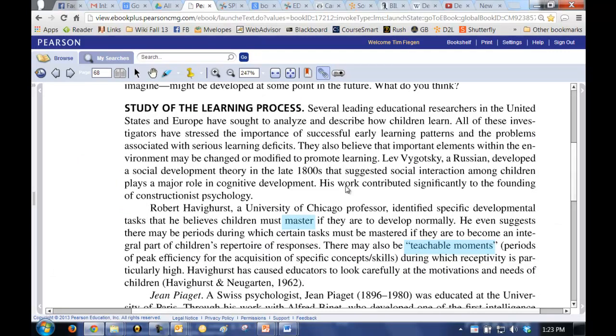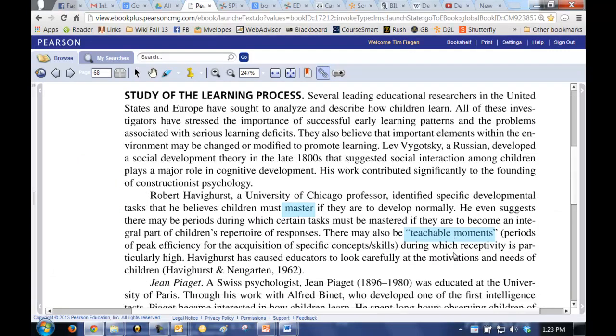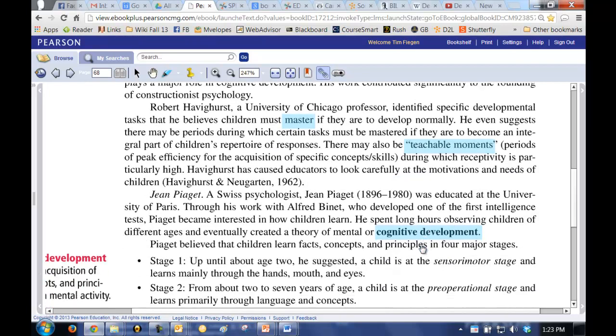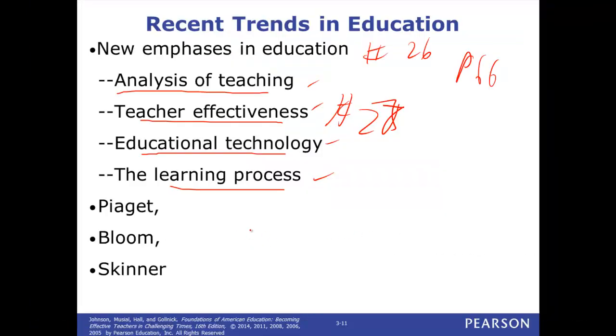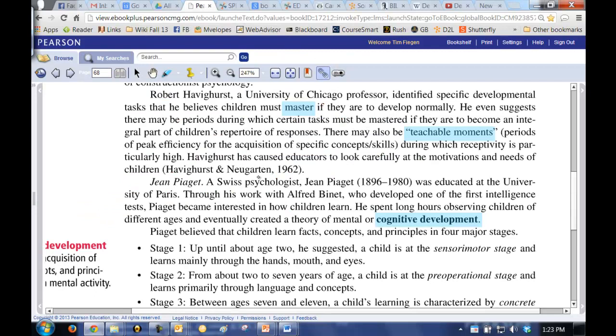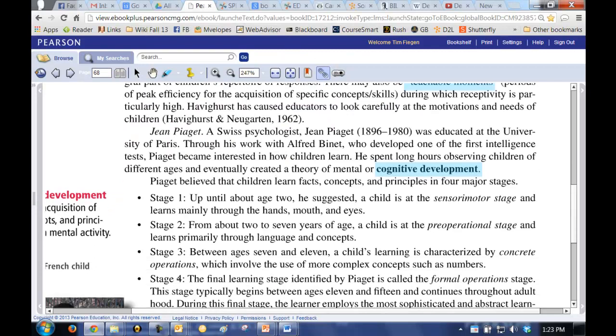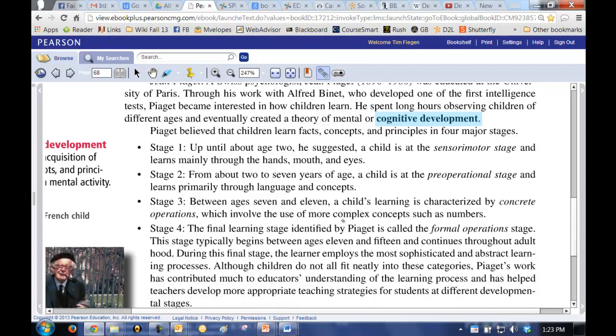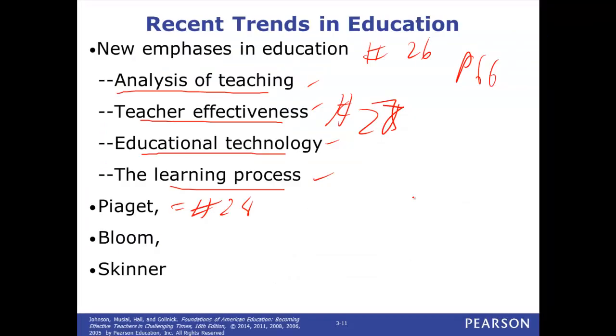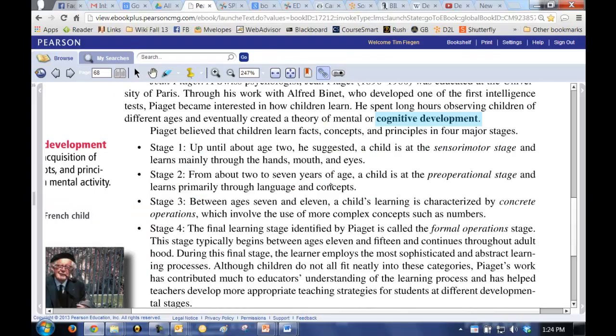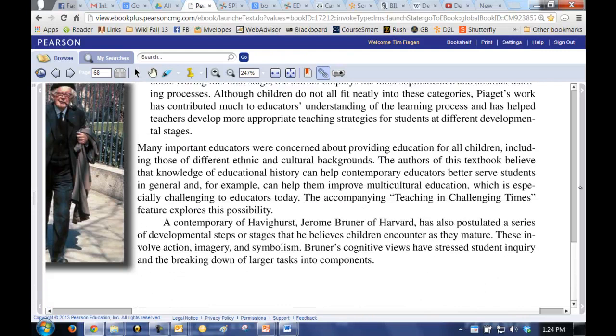All right. Then there was studying the learning process, which talks about how you must master certain parts of it. They use teachable moments, this cognitive development of Piaget. And so that's number 28 here, Piaget. And he has these cognitive development stages here. So you would go stage 1, 2, 3, and 4. Stage 1, sensorimotor, preoperational. And I would make enough notes so you know what this is because it's on the test. 1 to 4.